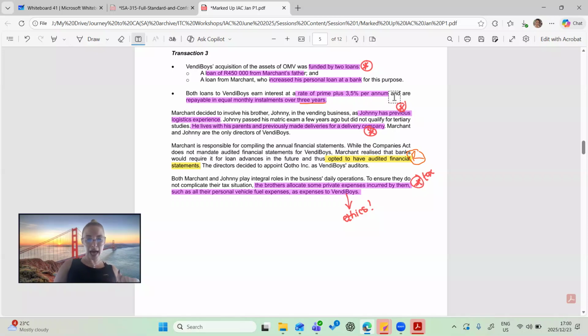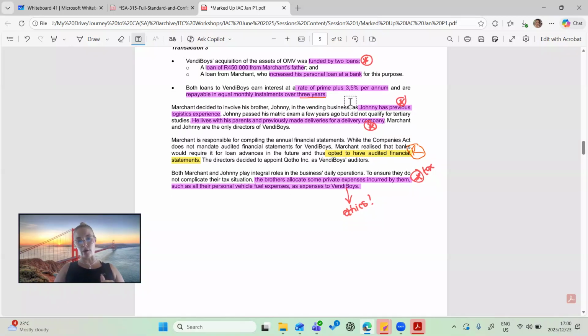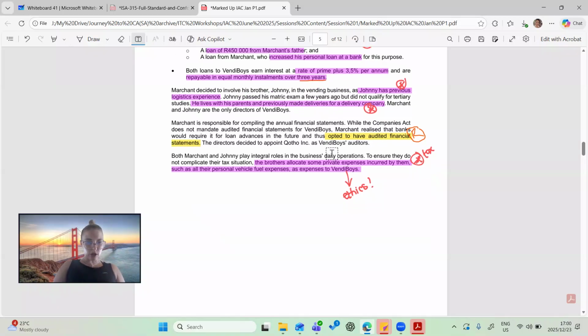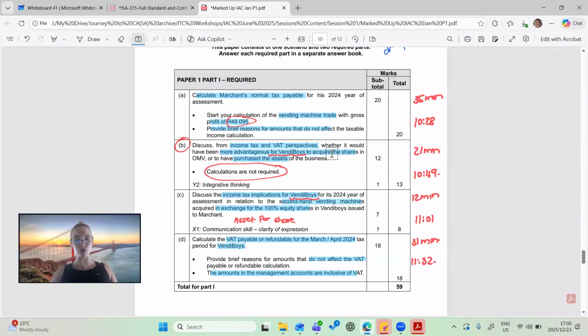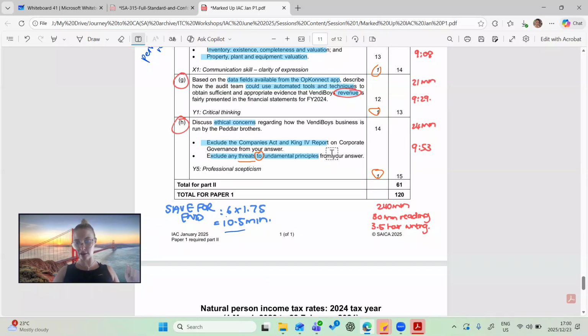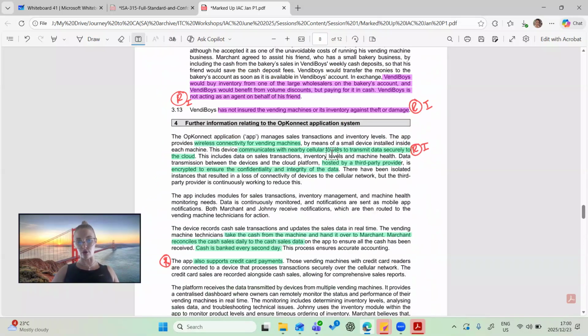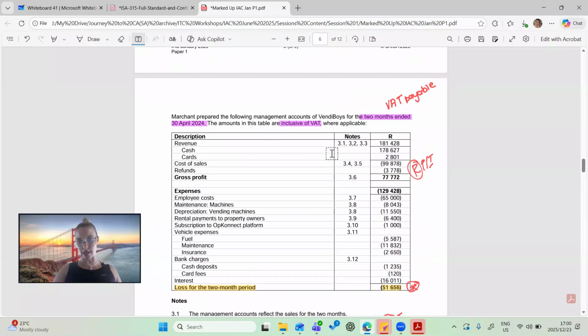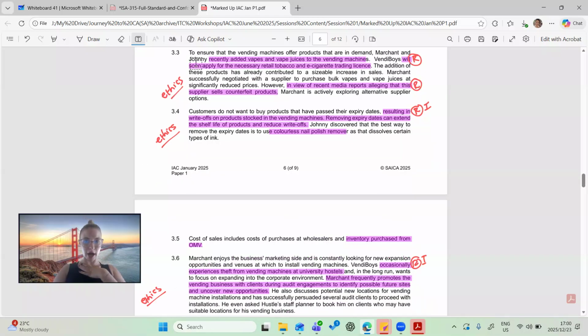And then if I look at these other little asterisks, Johnny has previous logistics experience. Okay, he lives with his parents, previously made deliveries. So now I'm thinking, is Johnny the most qualified to run this business? That's going to be a business risk. Okay, but then you see I've got this little thing here that says ethics. So I draw my attention to the ethics so that when I do this question right at the end, the ethical concerns question, I just look for anything that relates to ethics. So there's an ethics issue. Here are two other ethics issues.